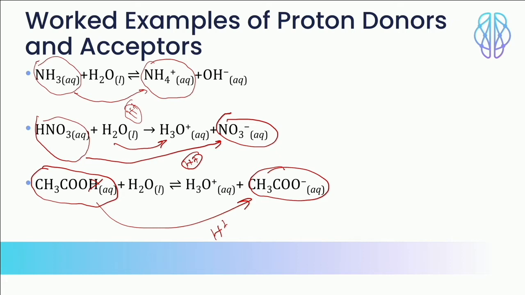As we said before, it hasn't lost it, it's just donated it into the solution. And if something is a proton donor, that's a Bronsted-Lowry acid. This donated H+ is then picked up by the H2O to form hydronium. If something accepts a proton, it's a Bronsted-Lowry base.